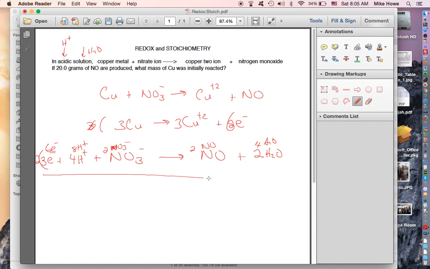Now you're ready to add them together and cancel out things that show up on both sides of the arrows. So you've got 6 electrons. They cancel out these 6 electrons. I don't think anything else cancels.